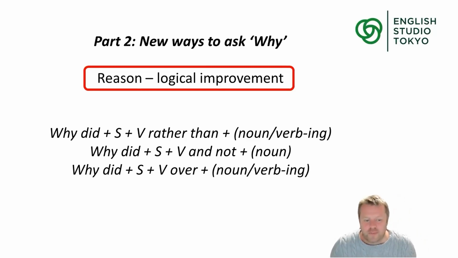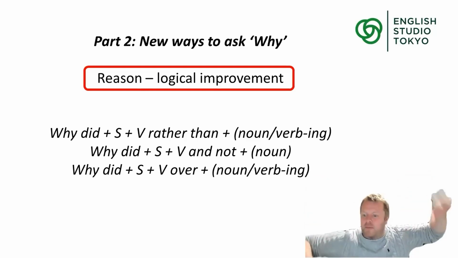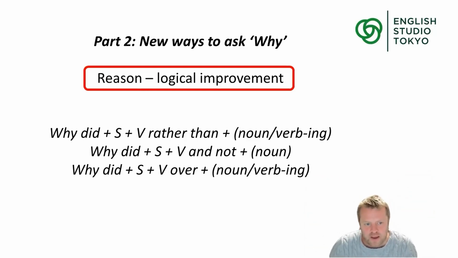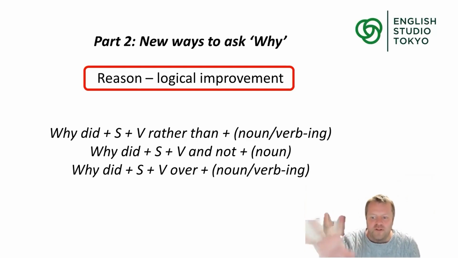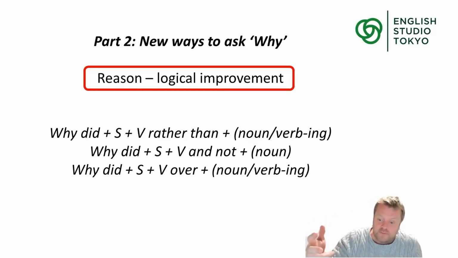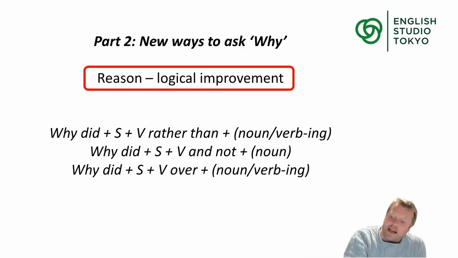Harajuku is not so big. I mean, it's stylish, it's trendy, it's fashionable, but it's not so big. There are not so many big department stores there. Why Harajuku? So if you want to remove this ambiguity, if you want to logically improve your reason questions, use rather than, and not, or over. And these take away any ambiguity of purpose. They always make sure the listener understands that you want to know the reason, the background behind that decision.